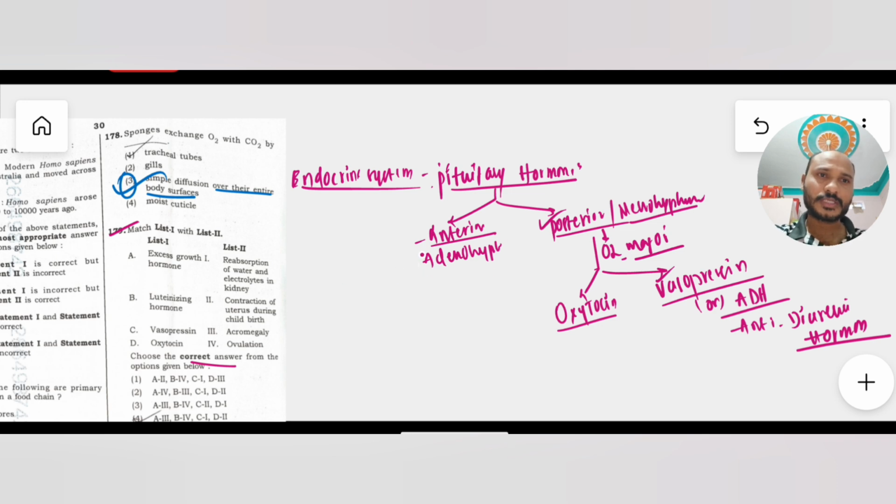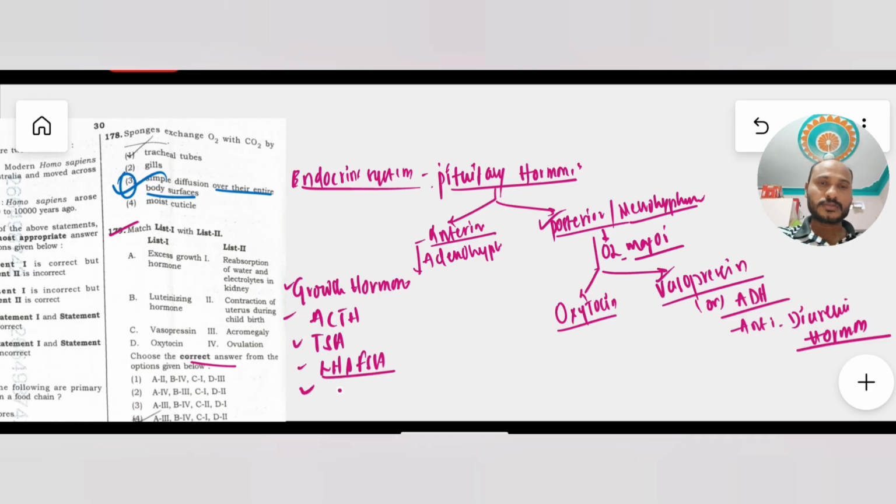Now coming to the anterior pituitary gland, it secretes various hormones, like the very important growth hormone, then ACTH, the adrenal cortex stimulating hormone, and thyroid stimulating hormone. It also secretes LH and FSH, luteinizing hormone and follicle stimulating hormone, and also prolactin hormone. So likewise, there are various hormones secreted from the pituitary gland. All these hormones are called pituitary hormones.